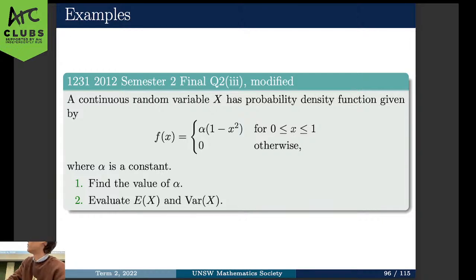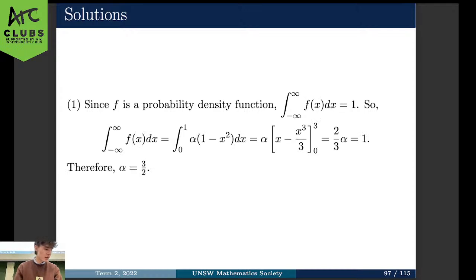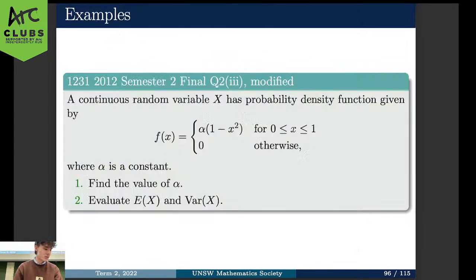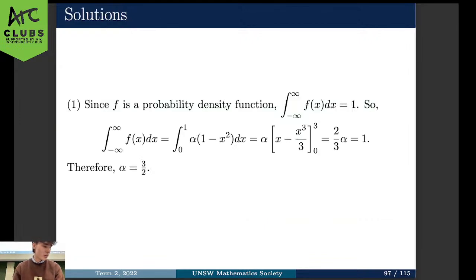To find the value of alpha, remember the properties of our probability density function. The first and most important property is that if we integrate our PDF from negative infinity to infinity, it should be equal to 1. So we can use that to find alpha. Integrating this expression, alpha times (1 minus x squared) dx, from 0 to 1, because our function is defined to be 0 for all values that are not between 0 and 1, we get that the integral is equal to 2/3 alpha, so alpha should be equal to 3 over 2.